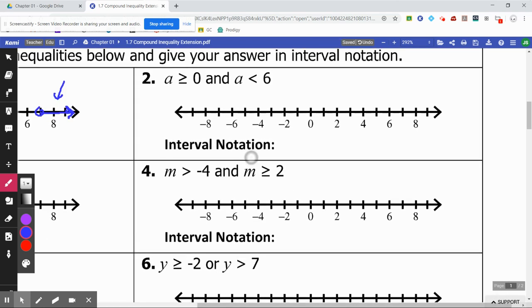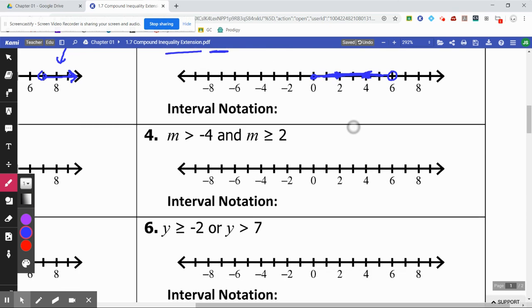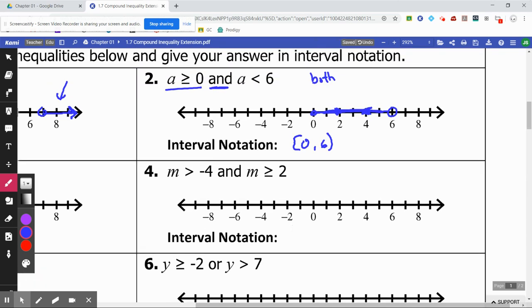Here, A has to be greater than or equal to 0. Since it's an and, that means that both have to be true. A has to be bigger than 0, so I'm just going to put an arrow here. It must be bigger than 0, and it also must be smaller than 6. So that'd be less than 6. Now that's doable. Bigger than 0, smaller than 6 means it's between 0 and 6. So that'd be all values from 0 to 6, including 0, not including 6. So that is a doable statement.